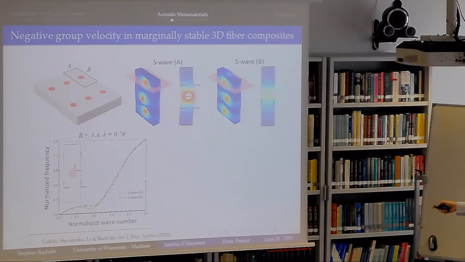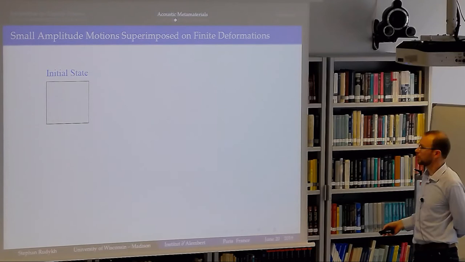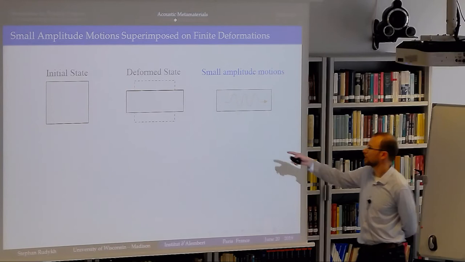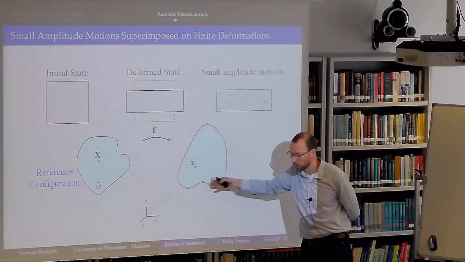I will skip this part, it's just showing very similar behavior also in 3D with fiber composites, but just with more colorful pictures here. And then we simplify this even more to just looking into homogeneous materials first. Again, it's just a reminder of what we do. We first deform the material and then use the deformed state and use this small amplitude wave propagation analysis. Basically, the usual approach, where we have a reference state, deformed, and then small perturbations.